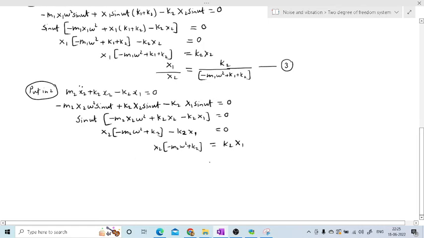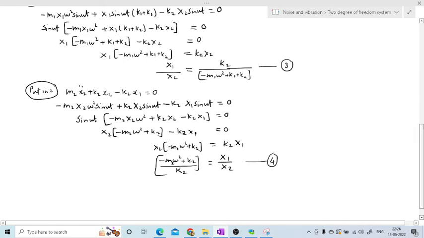Okay, now what will we require from this equation? We will require the ratio of x1 by x2. So x1, transfer this x2 on this side. So x1 by x2. So this side will remain minus m2 omega square plus k2. Now transfer this k2 on this side, so it will be in the denominator. Okay, so this is x1 by x2, which is equation number 4.